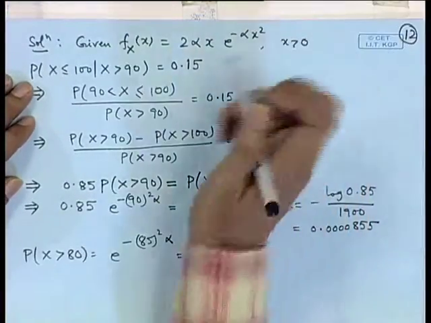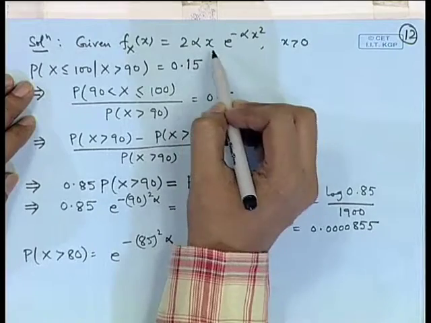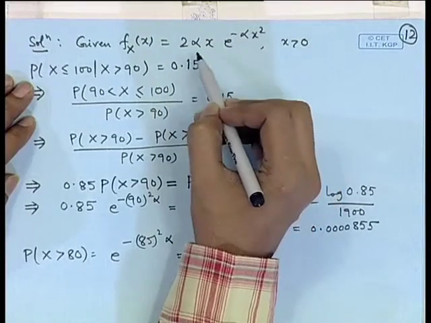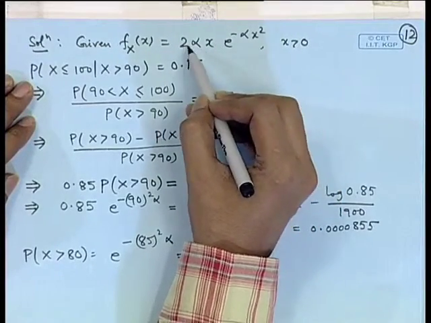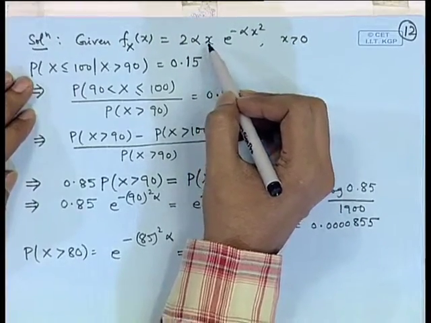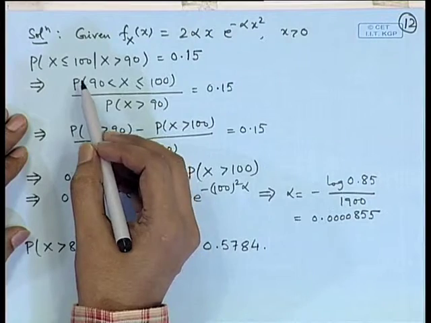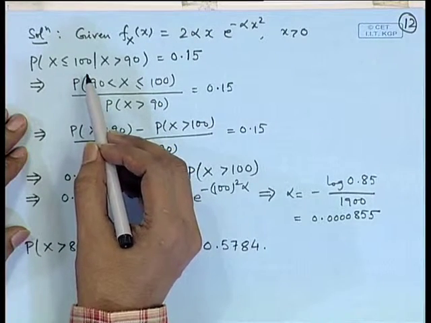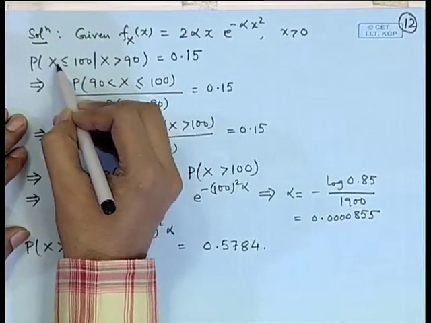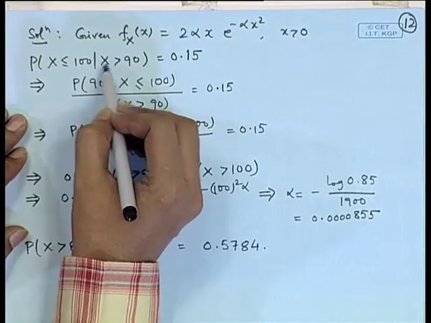So, the Weibull distribution's density is alpha beta x to the power beta minus 1 e to the power minus alpha x to the power beta. If we substitute the value of beta is equal to 2, then the density reduces to the form given here, that is 2 alpha x e to the power minus alpha x square. Now, it is given that 15% of the components which last 90 hours fail before 100 hours. That means, they fail before 100 hours, that is x less than or equal to 100, given that they work till 90 hours, that is x is greater than 90.